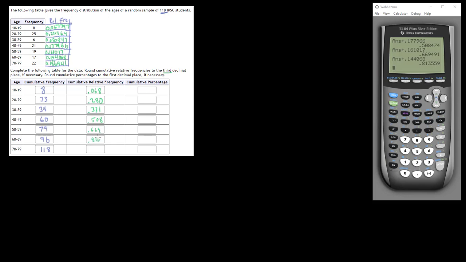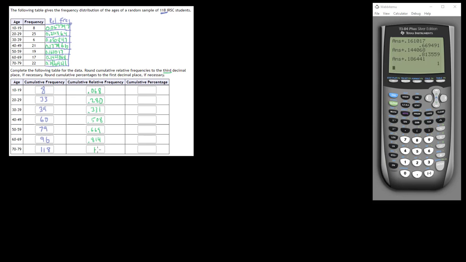Now, what do you suppose this last entry should be? If this is the sum of all the relative frequencies, what do you suppose the sum of all the relative frequencies is supposed to be? So we're going to add 0.186441. And what do you see? The sum of all the relative frequencies should always be 1, or really close to 1. Now, due to rounding error, sometimes you might get like 0.9999 or 1.0001 or something like that, but it should be either 1 or very, very close to 1.